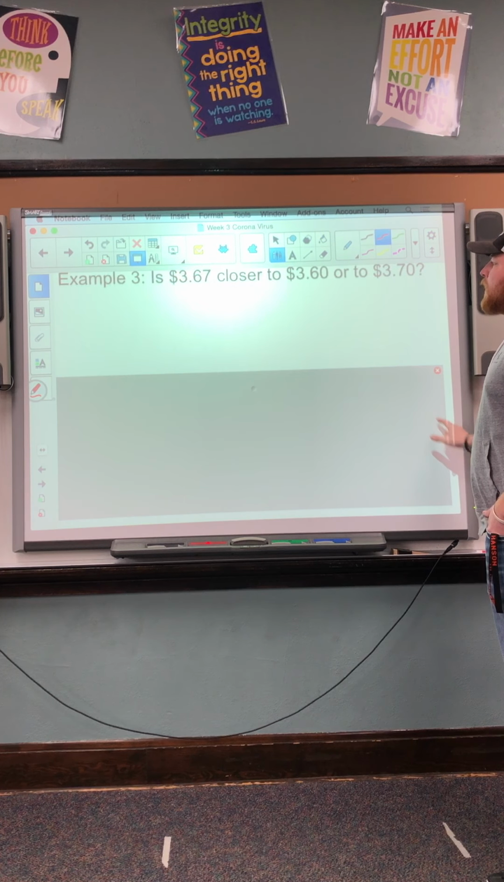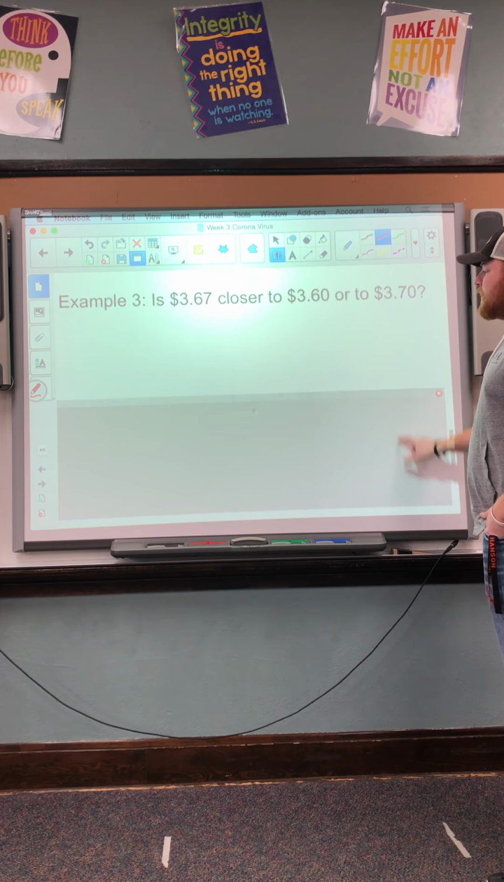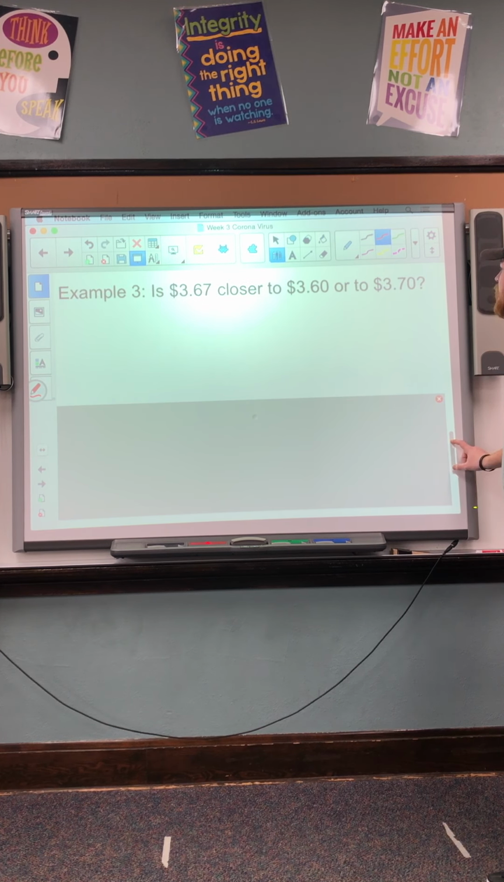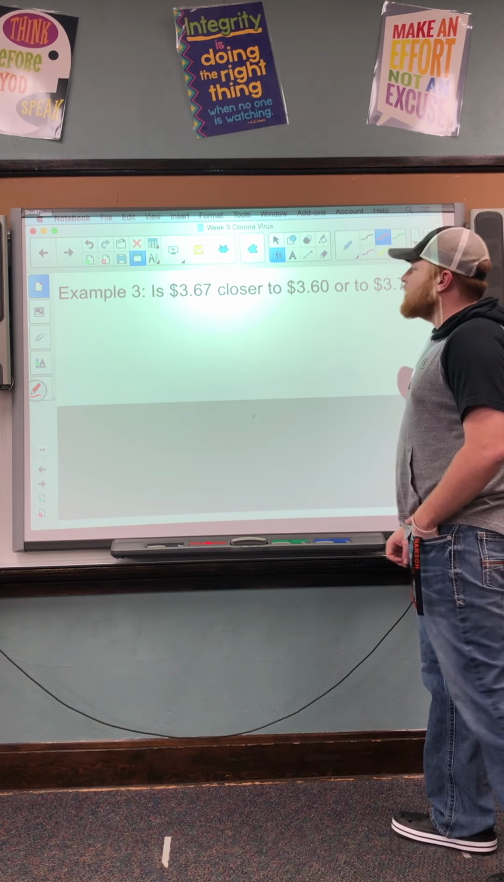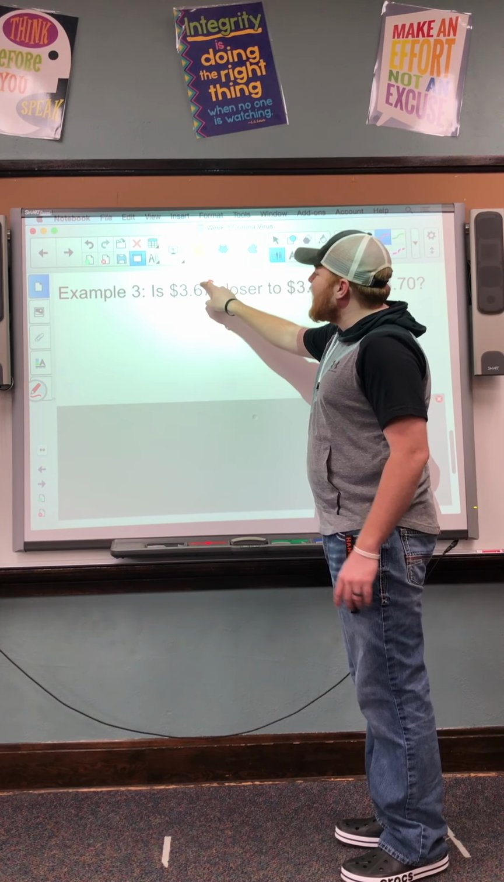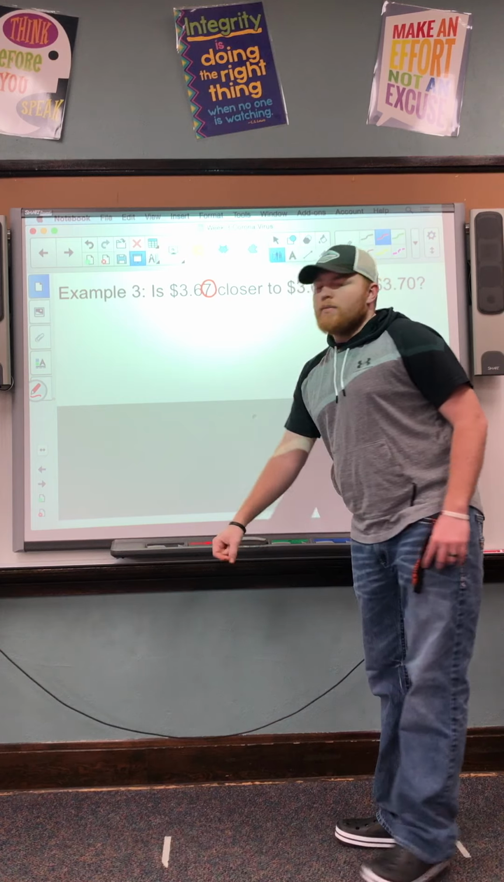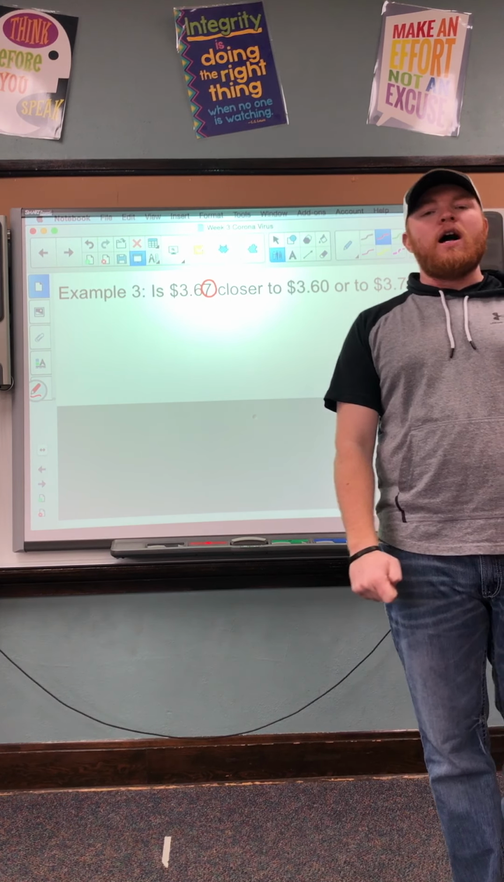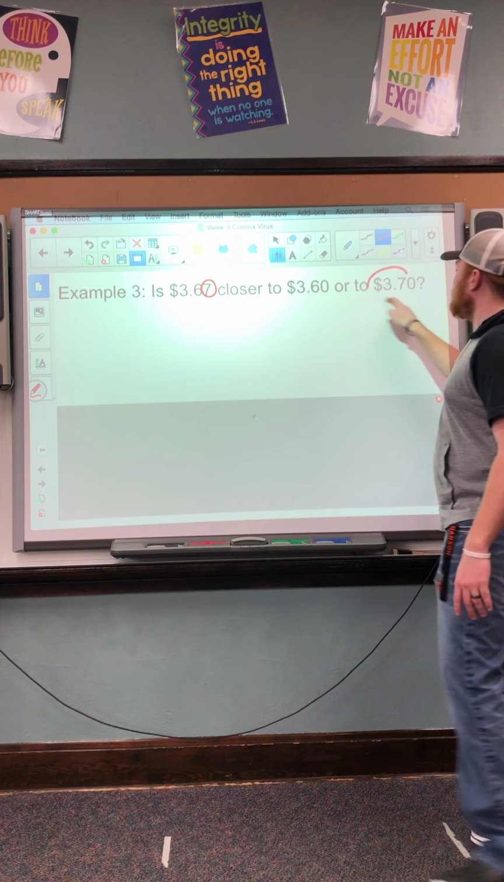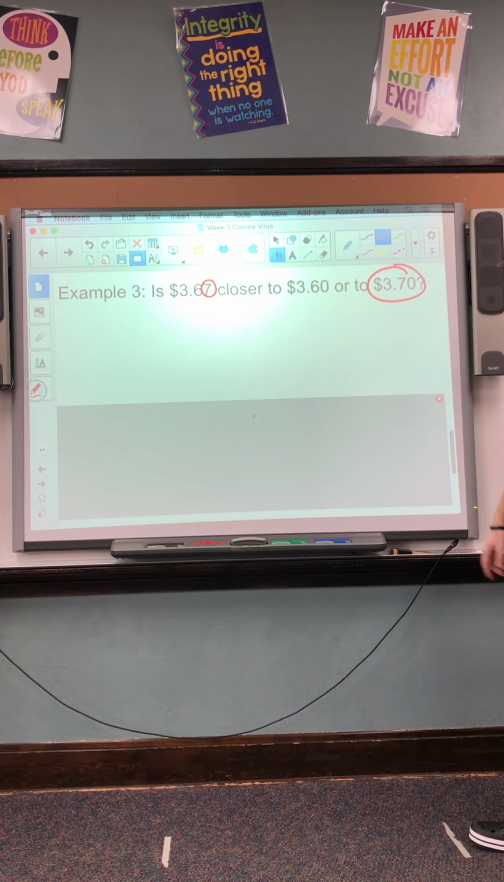All right, example 3. Is $3.67 closer to $3.60 or to $3.70? Okay, pretty self-explanatory, but look at the last digit. In the hundredths place, is it 5 or higher or is it 4 or lower? It's 5 or higher, so then we would round up to $3.70.